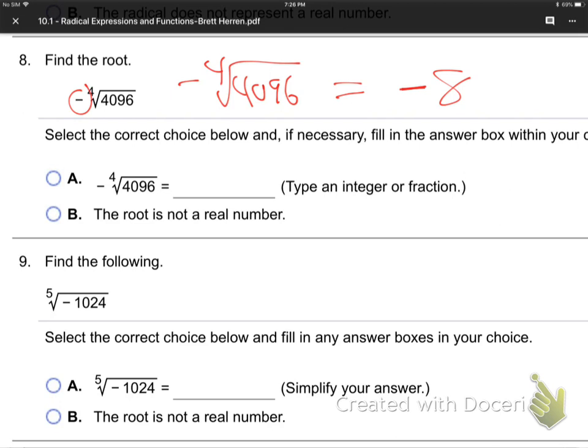If you're too small, go higher. It's like playing warmer, colder. Is that good? Just 8, 8, 8, 8. There it is. So just guess around.